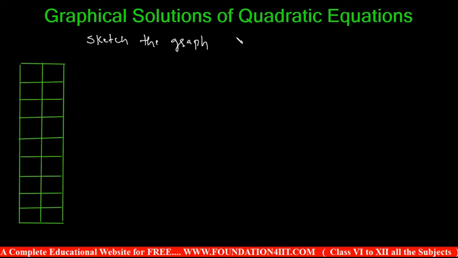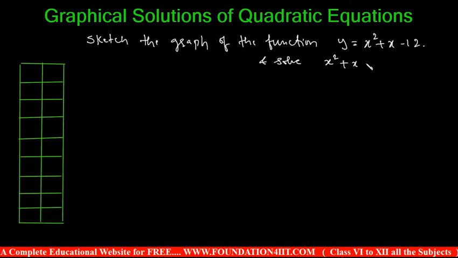Sketch the graph of the function y is equal to x square plus x minus 12, and find the solution also. Solve the equation x square plus x minus 12 is equal to 0. With the graphical method we can solve this also. Okay, so this is the line. You can take it vertical or horizontal also. I am taking x, y for easy purpose.